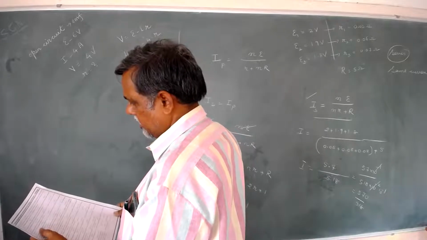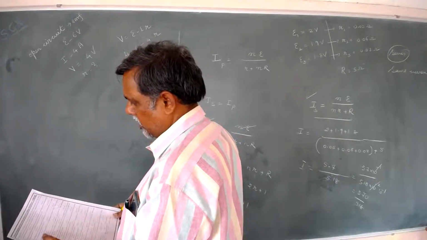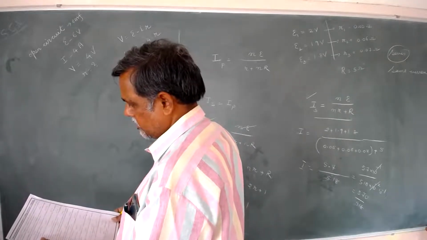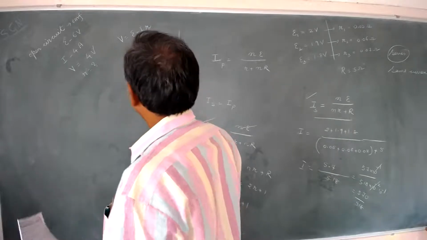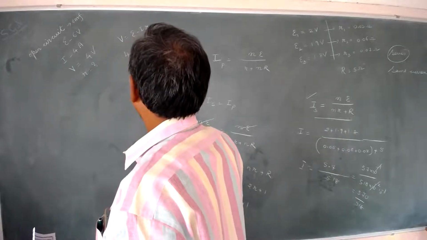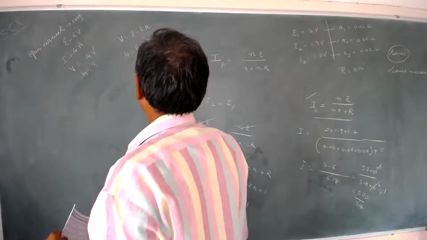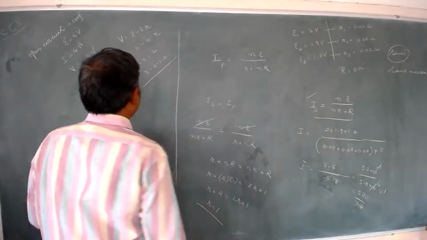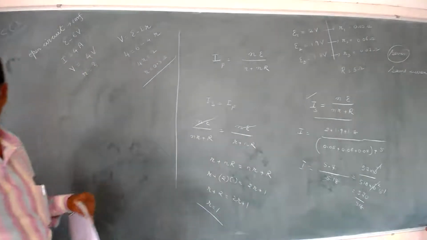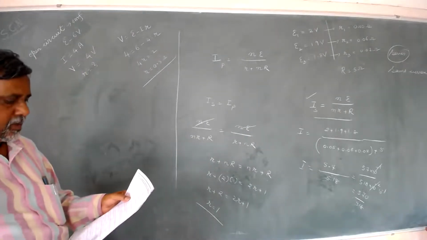0.5 is not there here. 1 ohm is given. Okay, 1 ohm is not possible. 0.5.